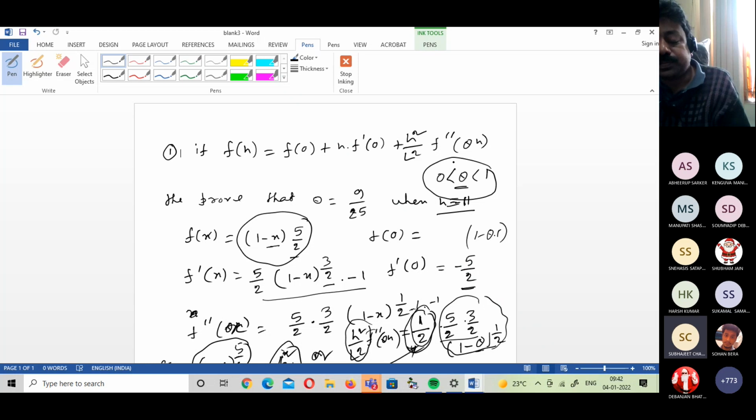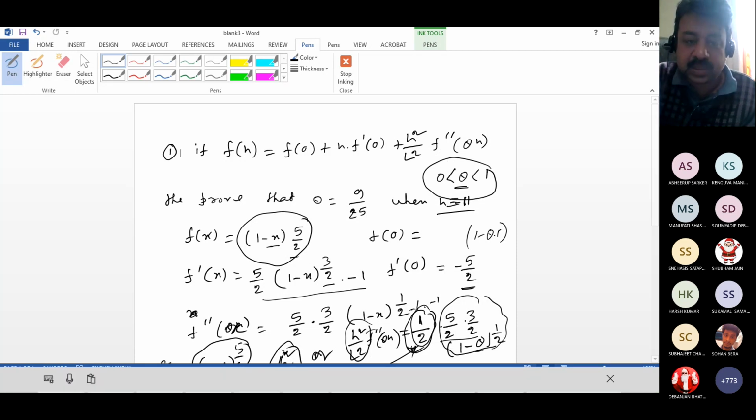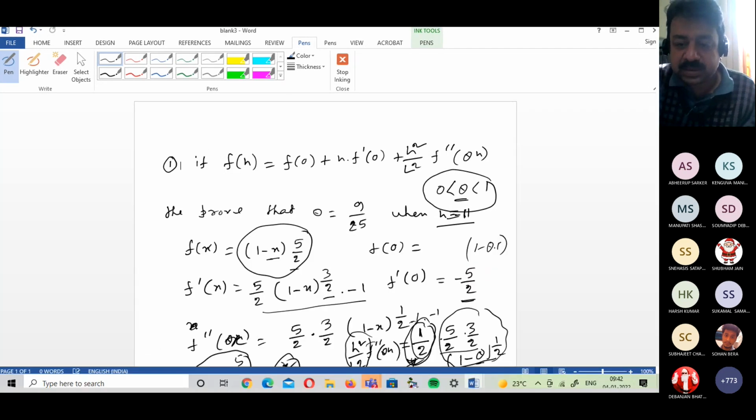Sir, this depends on the degree of x also, meaning where we have to stop. The degree of x will tell you where to stop. It will be given in the question.